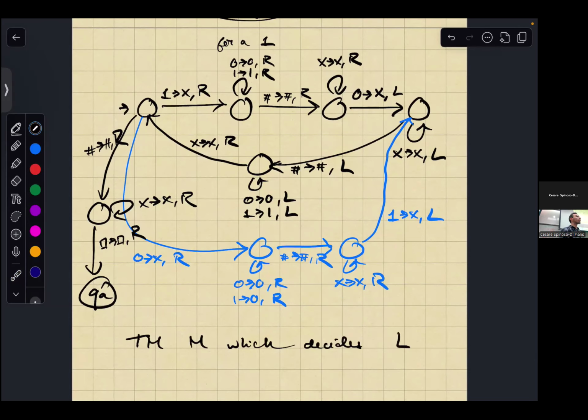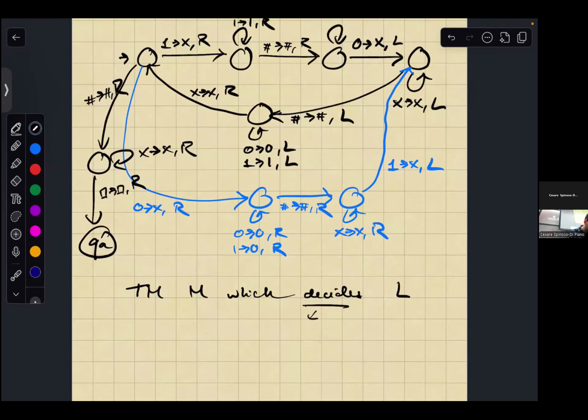Nice. Yeah, question. Oh yeah, decide. Basically, it means that L of M is equal to L, same thing as FAs. So the string allows the machine to get to the accept state if and only if the string is actually in L. So that's the same as FAs and PDAs. But also, M never loops forever. So I don't have any infinite loops.